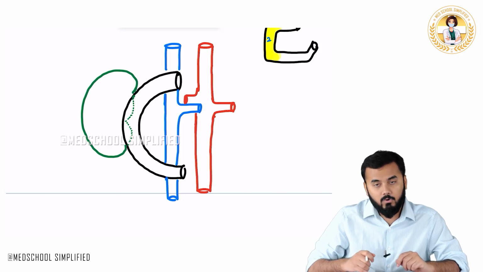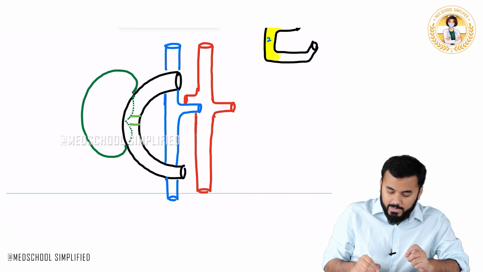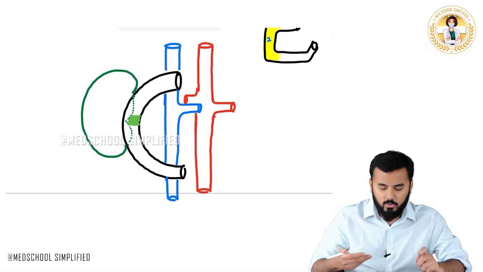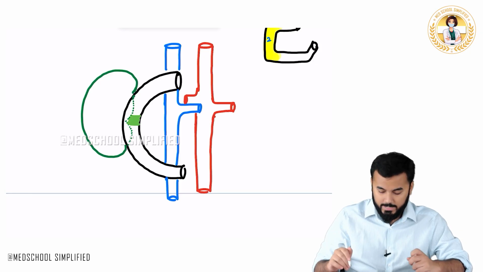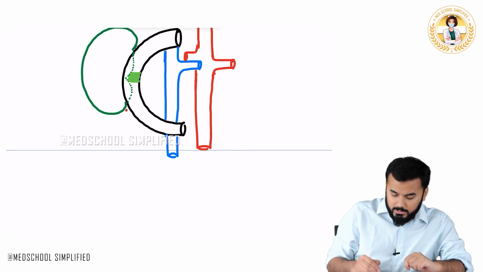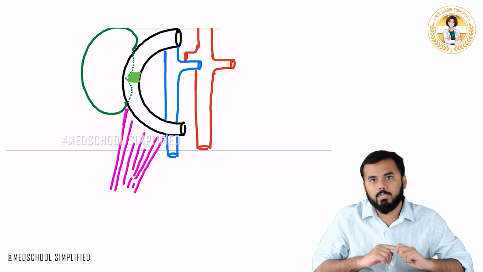Apart from this, what are the other things? We have got veins draining into the right kidney, and also arteries supplying the right kidney. I cannot draw all of them here, so I'll just put a line like this. This will indicate the vessels of the right kidney. The next important thing to remember is that you even have a muscle that comes all the way like this. What is the name of this muscle, guys? This muscle is called psoas major.